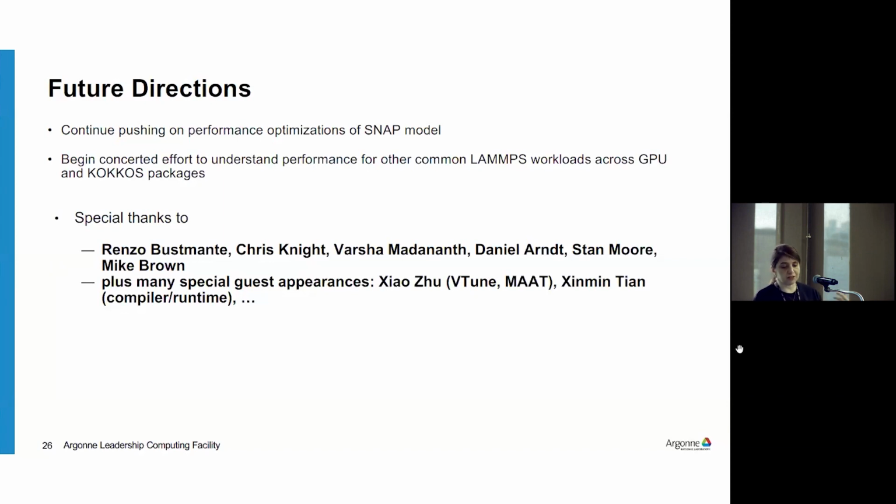One thing I want to mention is that having KOKKOS basically enables you to run on any architecture. That's a good thing, but it adds a level of complexity to it.